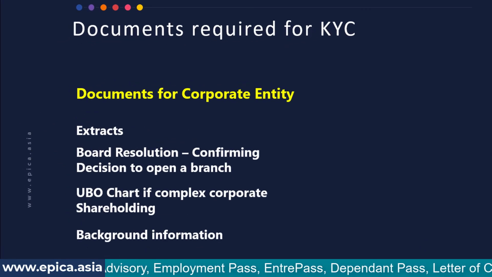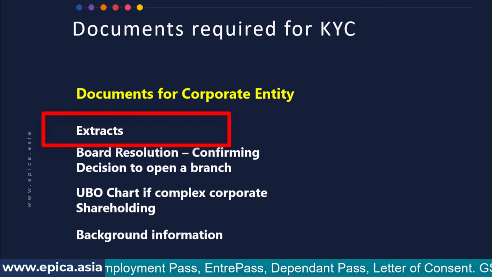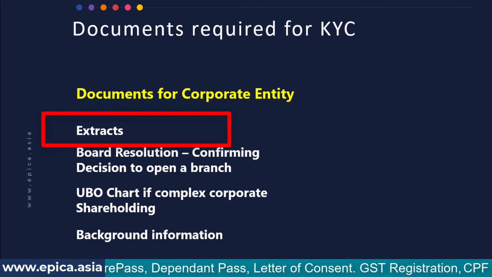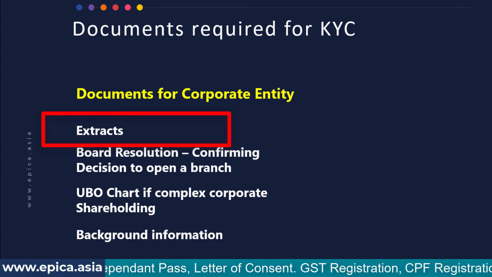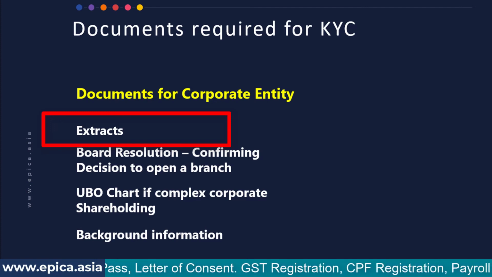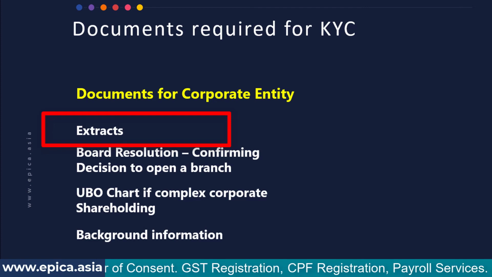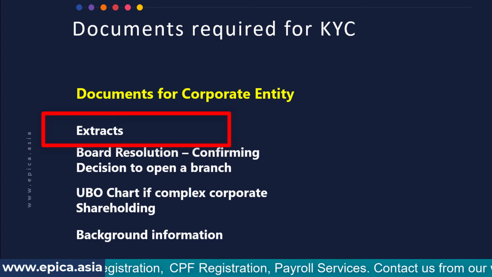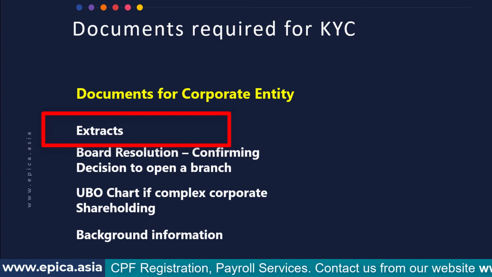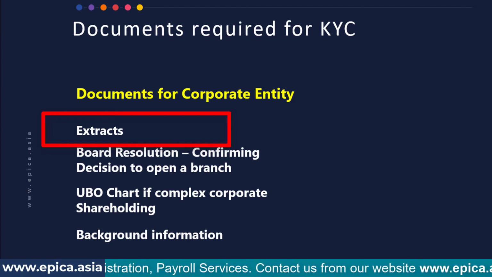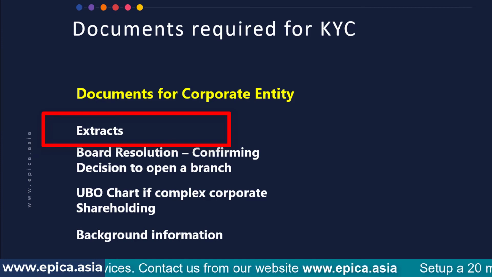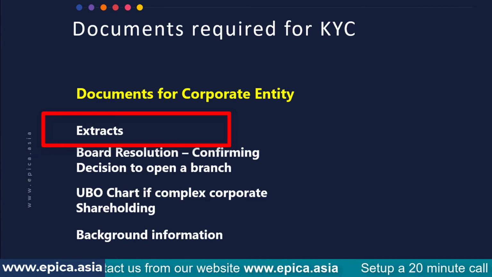So the first is called extracts. Now this might be called by a different name in your country. So an extract typically is an extract from the official corporate registry, Companies House. If it is India, it is called Ministry of Corporate Affairs. If it is Australia or UK, it is called Companies House. So accordingly, in your country, there will be somebody who maintains the official registry of corporate entities.